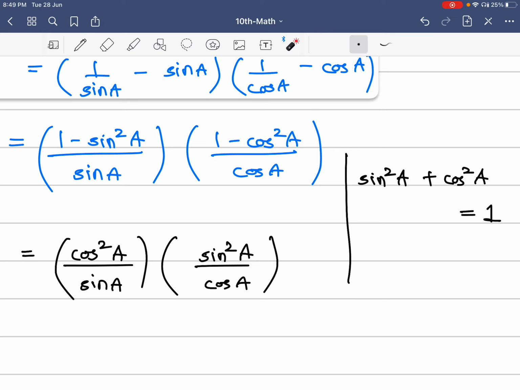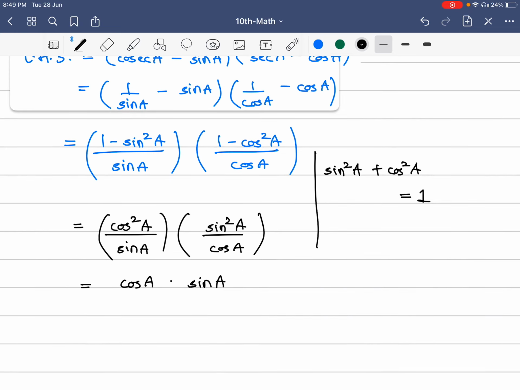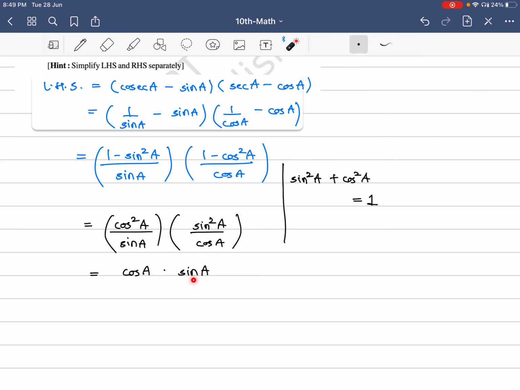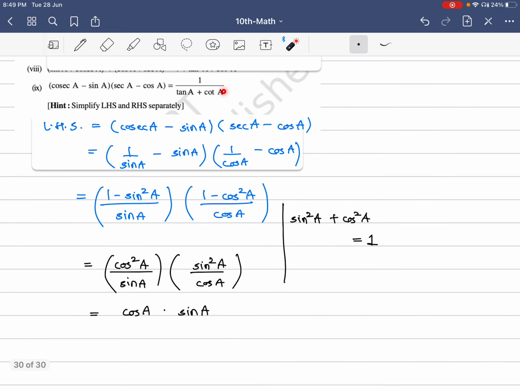Now we can clearly see this is sine square A, this is sine A, so they will reduce each other. Cos square A and cos A will also reduce each other. So what we are going to get is cos A into sine A. This is my LHS so far, it cannot be simplified further. So let's keep the LHS at this point only, and now let's go ahead with the RHS.